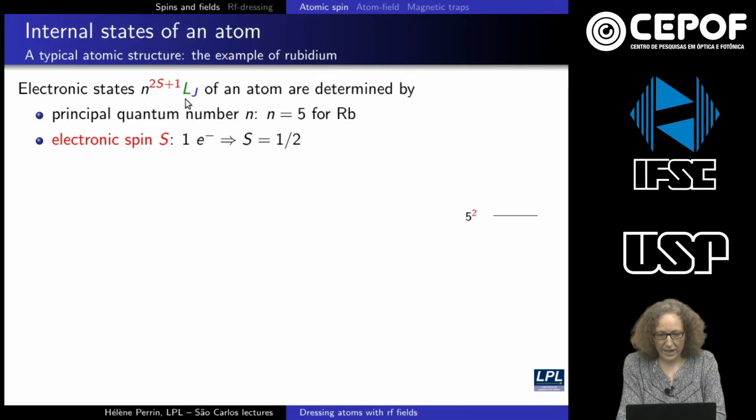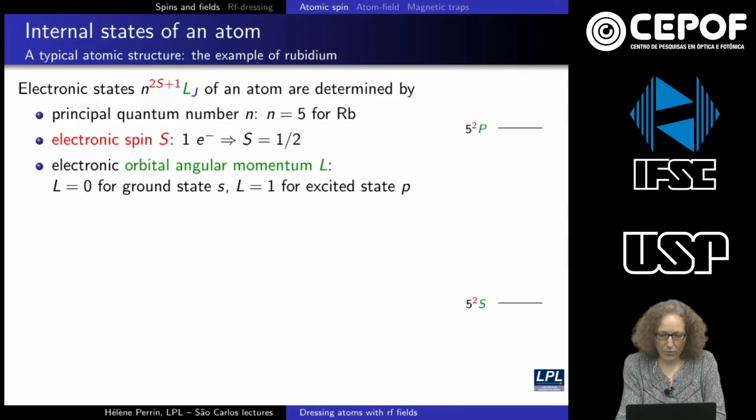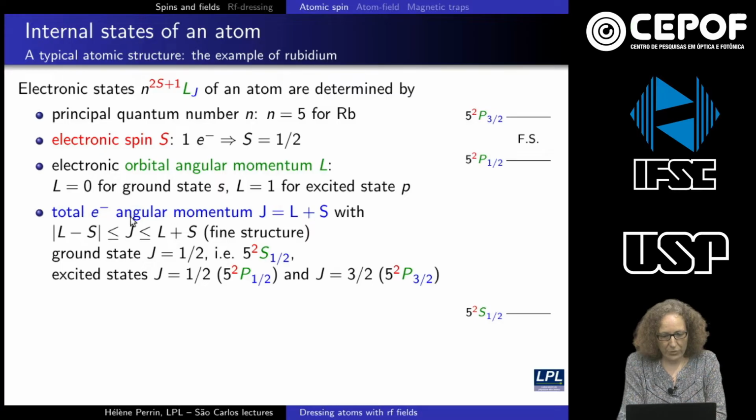So now let's look at the angular momentum of the electron. Well, it depends if we're in the ground state or in the excited state. In the ground state, the angular momentum is 0, we note it S, and it is 1 in the excited state that we note P with the spectroscopic notation. And now, because we have both the electronic spin and the orbital angular momentum, there is a spin-orbit interaction where you will have to add these two to get the total angular momentum.